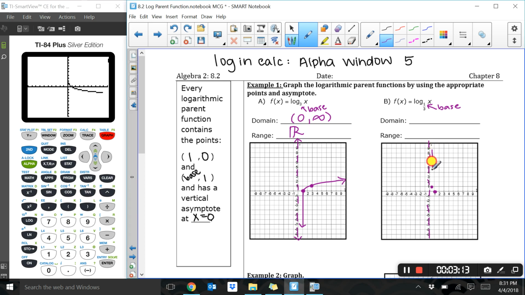And now if you notice this time, this one's going to go from the top down to the bottom. And that's because our base was a fraction. Your domain is still 0 to infinity, and your range is all real numbers.